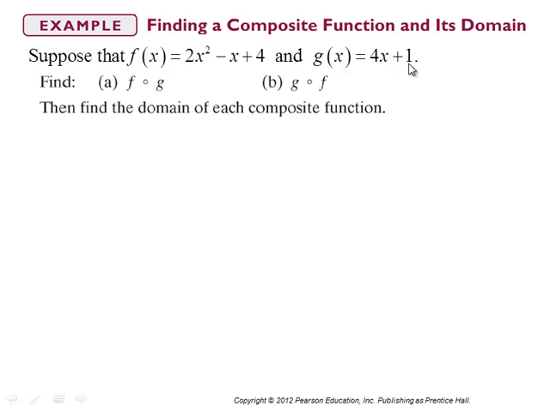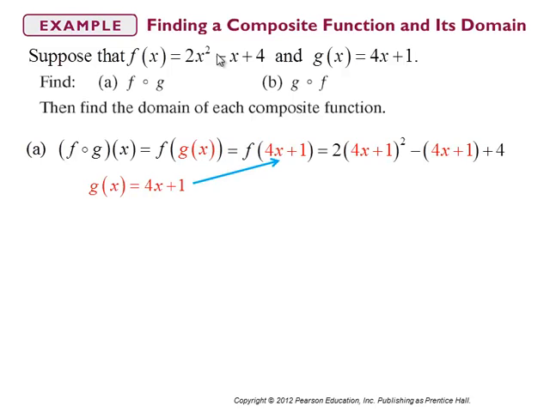Now, the domain has no restrictions, so all real numbers will be the domain of g. Now, when you look at f, there aren't any restrictions on f either. So all outputs of g will be gladly accepted as inputs for f. So the domain of f of g of x will be all real numbers.